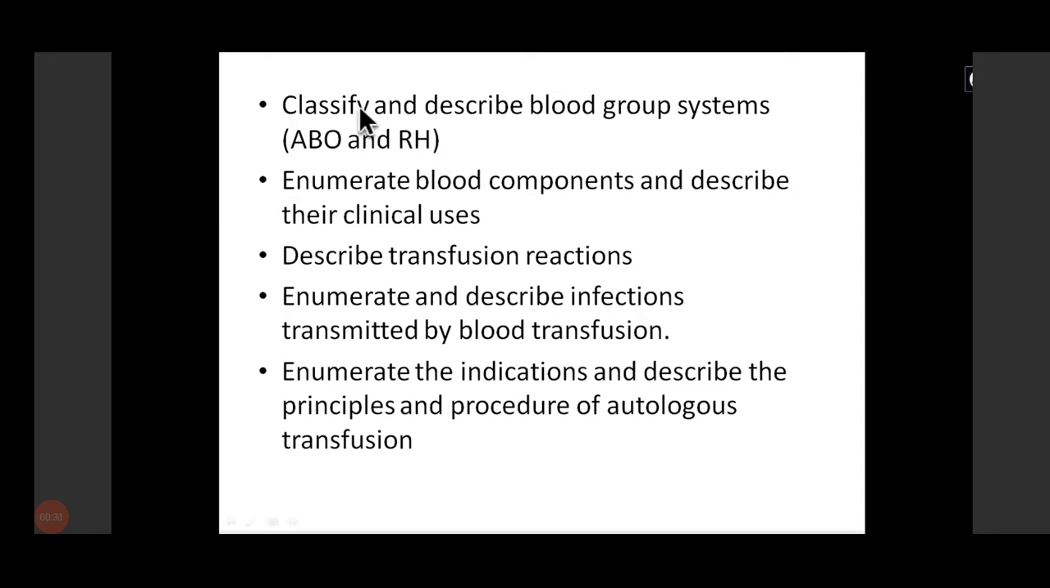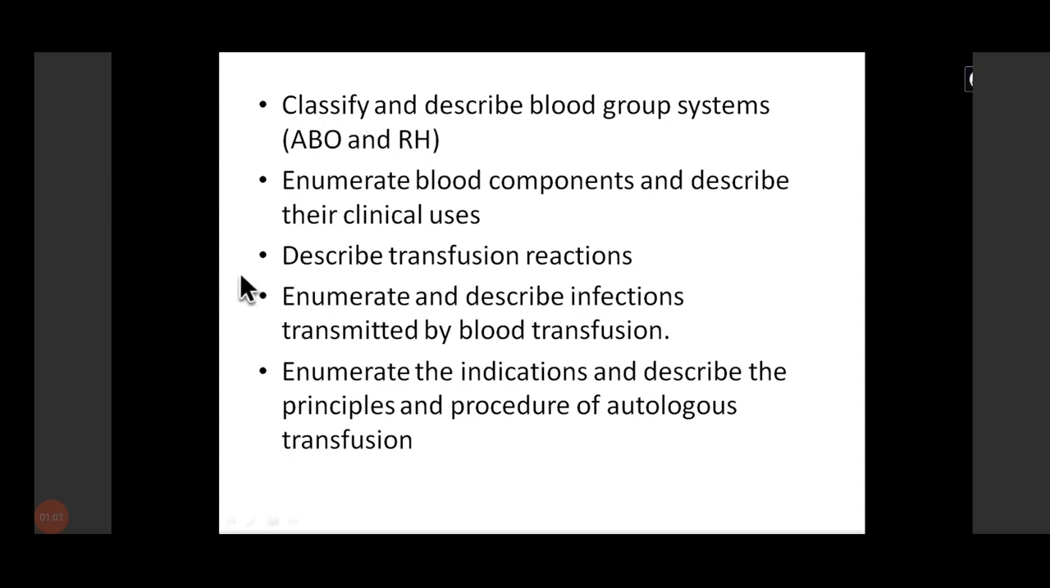at your level. That is, classify and describe the blood group system, enumerate blood components, and describe the clinical use. This second topic, I would say, we used to study when we were preparing for PG because this is one of the favorite questions for the PG entrance exam. Blood grouping as an OSPE question, you get a lot of questions. I'll be showing you some pictures in between in which you have to identify the blood group. This is a short OSPE question for you, the identification of blood group.